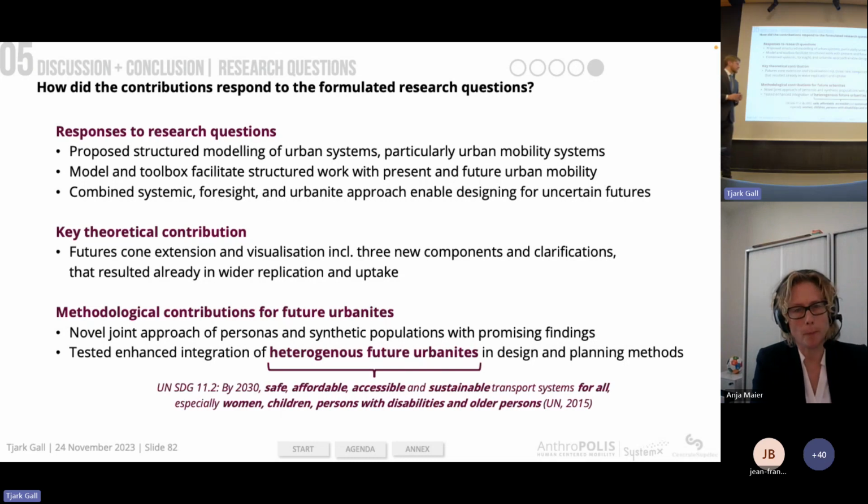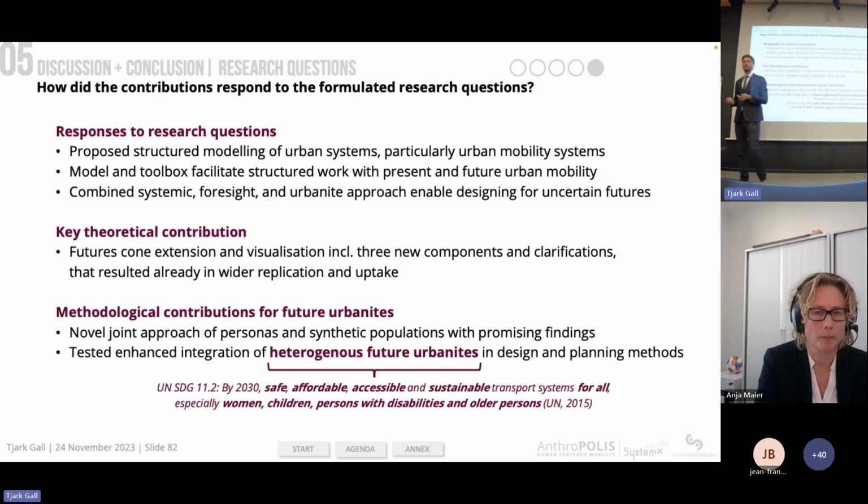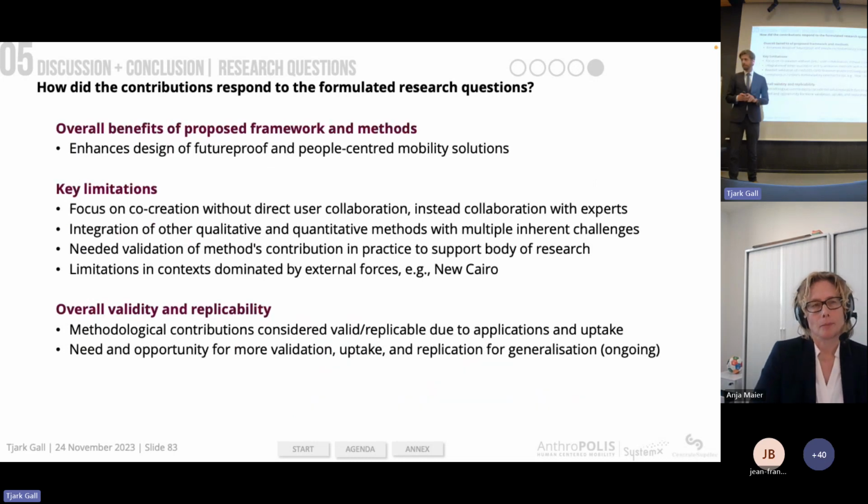And a very big highlighted part on the way to work with heterogeneous future urbanites, because that was one of the underlying motivations to work towards better urban mobility solutions, but keeping in mind the diversity or the heterogeneity between the population.